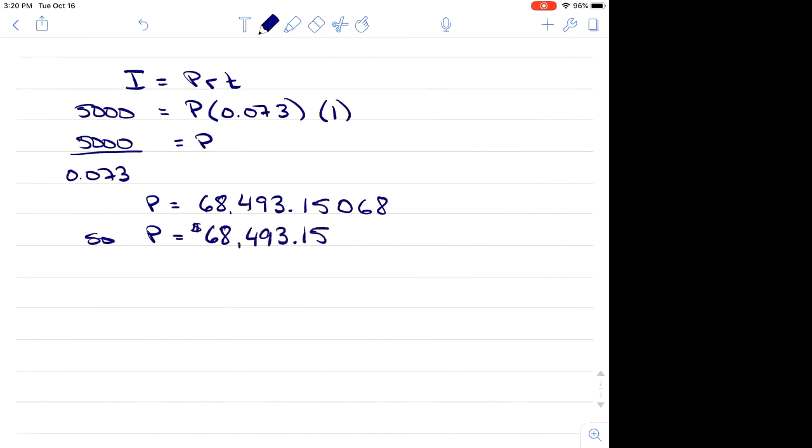Good luck finding that. I think someone told me GICs are at 0.9% right now. It's going to take a little bit longer to get 5,000 in interest, or a bit of a bigger deposit, I guess. You could do that math too. It's going to take a while.